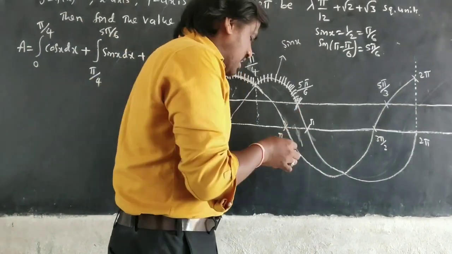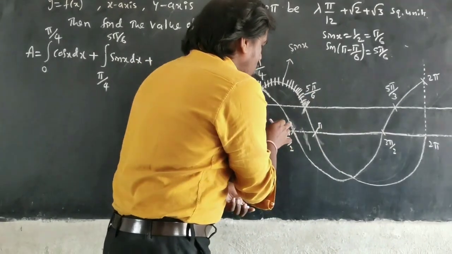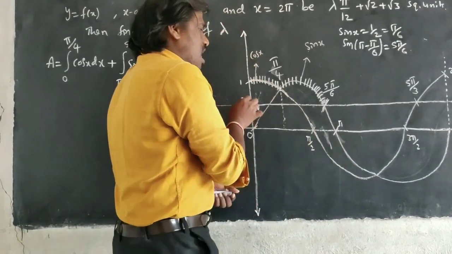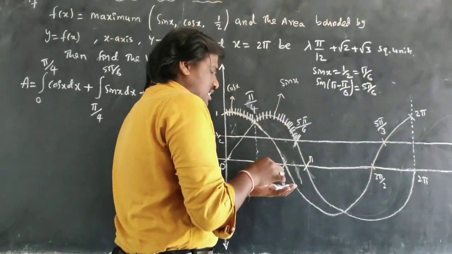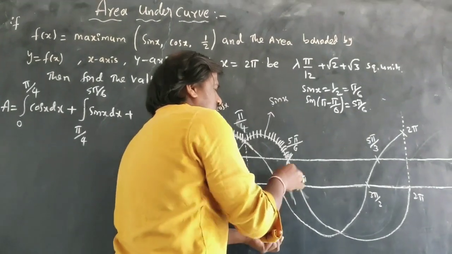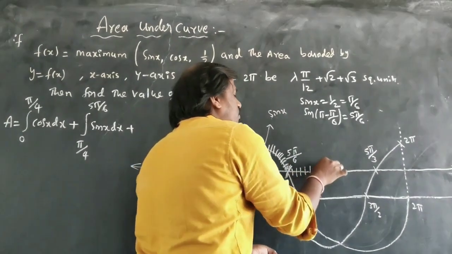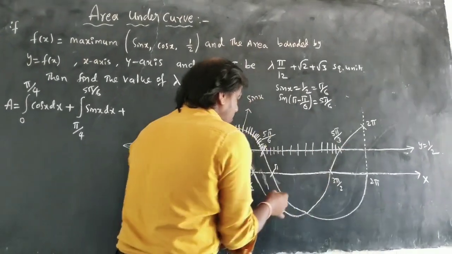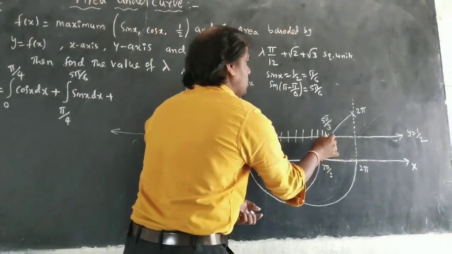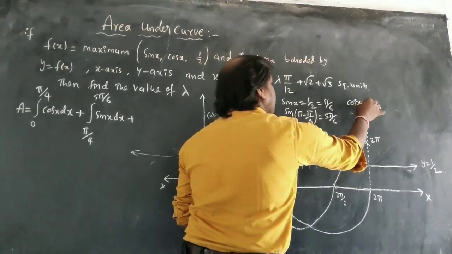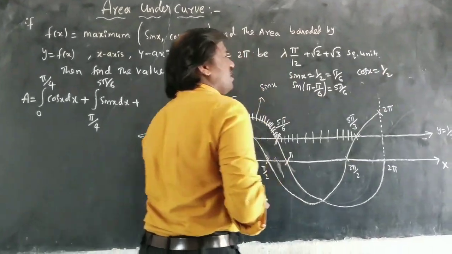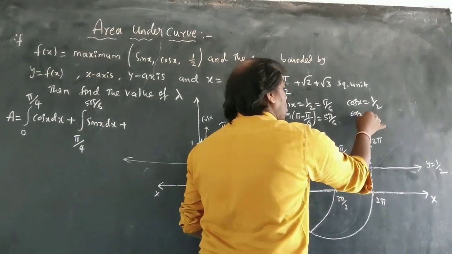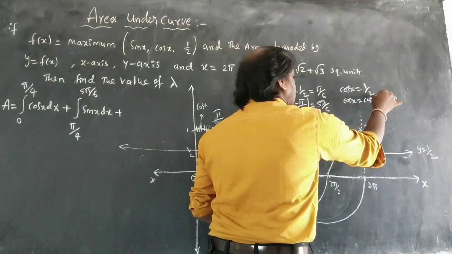After this, who is dominating among all these three? Cos is coming down, sin is coming down, and half is flat. Who is dominating now? Half is dominating, till where these two are intersecting. This is cos that is intersecting. So cos x is equal to half, you need to see. Cos x equals half happens at pi by 3.